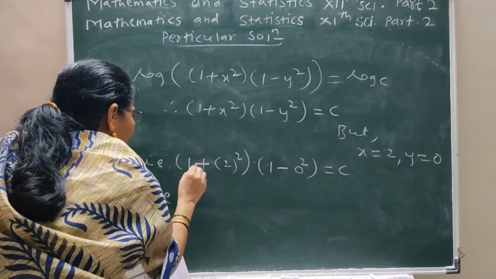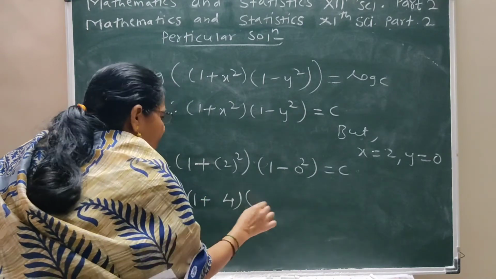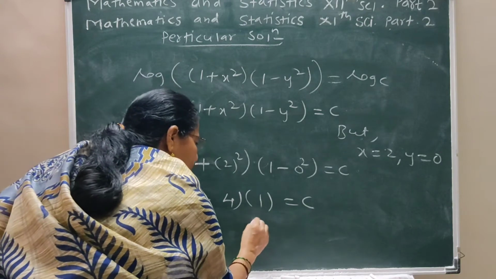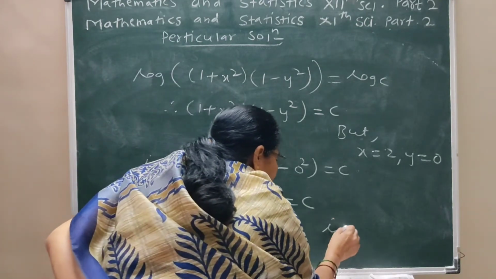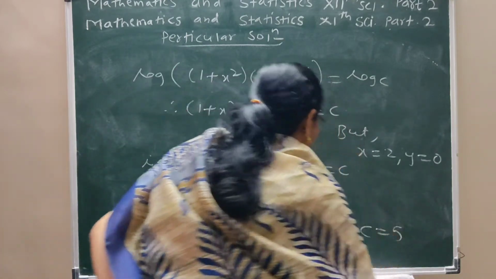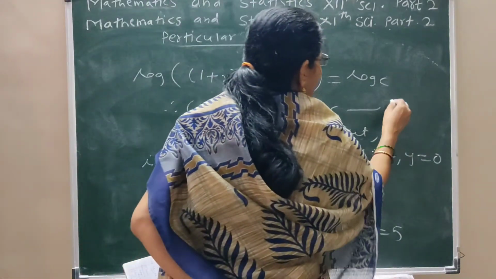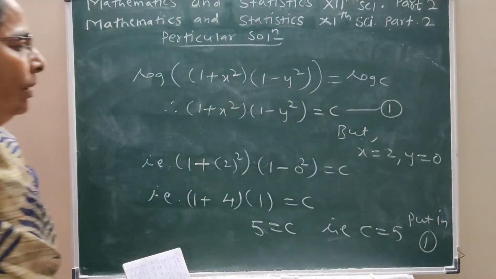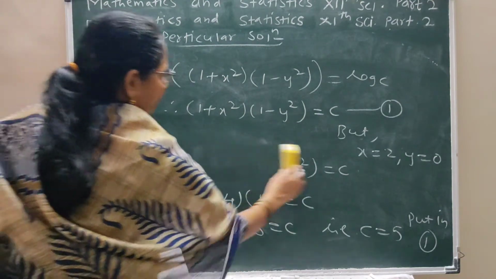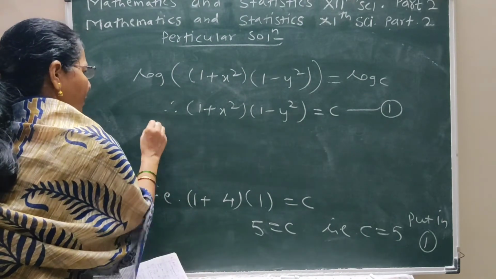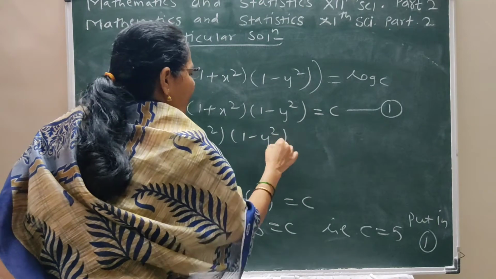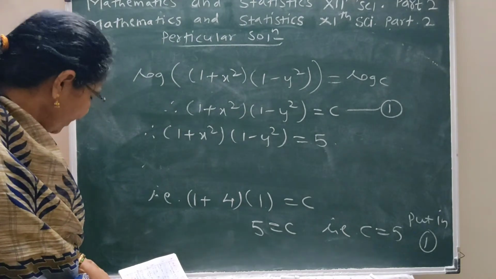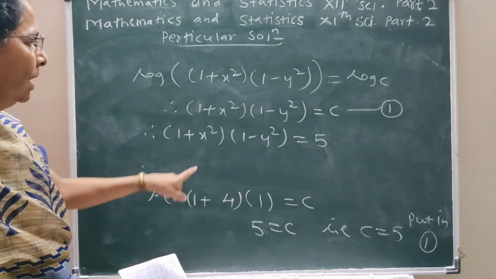That is 1 plus 4, and 1 minus 0 is 1, is equal to c. 4 plus 1 is 5, 5 into 1 is 5, is equal to c. That means the value of c is 5. Put it in equation 1. Therefore, (1 plus x square)(1 minus y square) is equal to 5, and this is the answer, the particular solution.